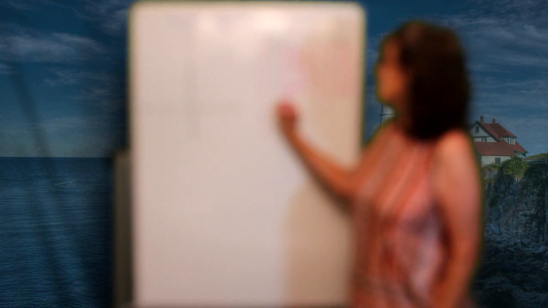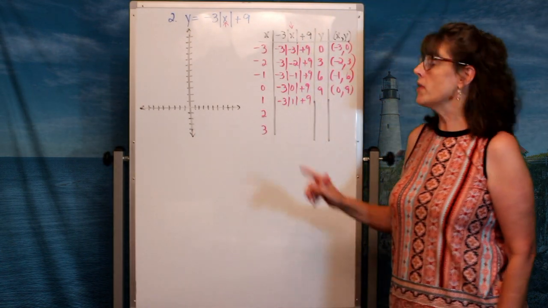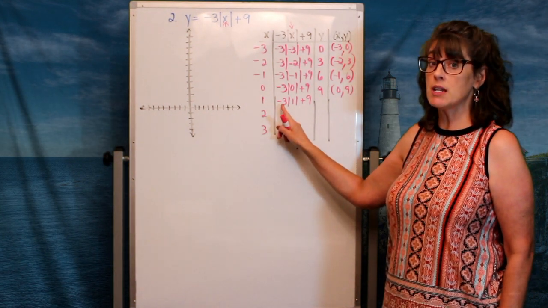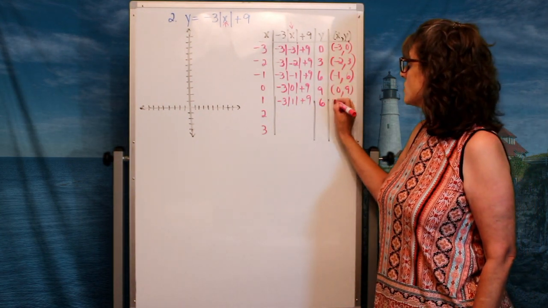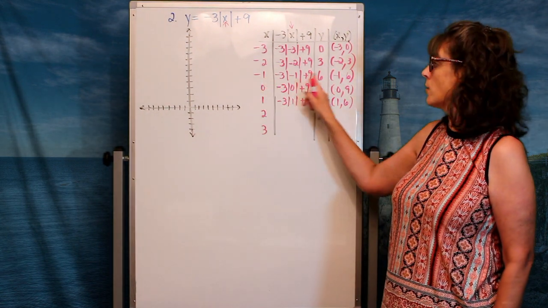And now let's continue on with our positive integers. Put that +1 in there. Well, the absolute value of 1 is 1. 1 times -3 is -3. -3 plus 9 is 6. So now when x is 1, y is 6. Well, that's interesting because when x was -1, y was 6.